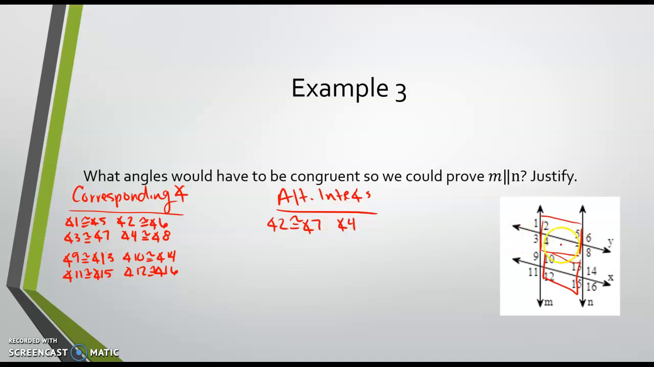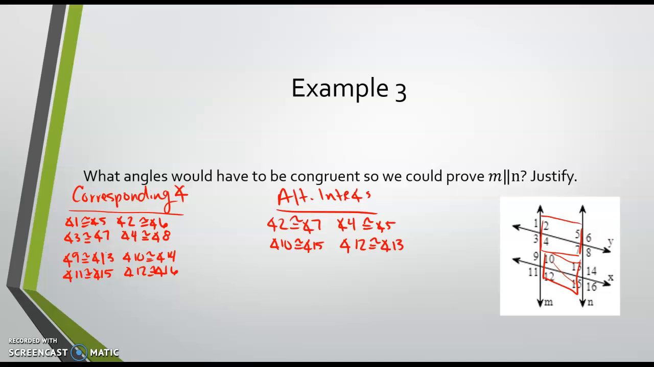Angle 4 is across from angle 5. So angle 4 congruent to angle 5. 10 with 15. So angle 10 is congruent to angle 15. And lastly, angle 12 congruent to angle 13. So if I have any of those angles in any of those lists congruent to each other, then M is parallel to N. I could choose any of them.